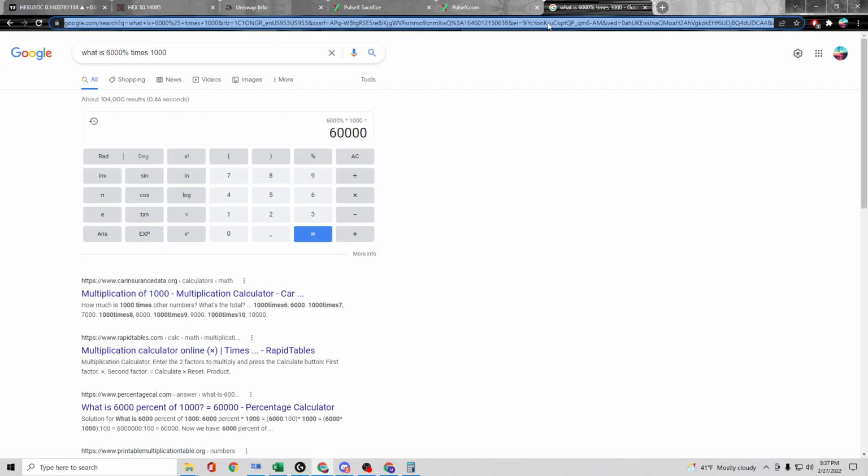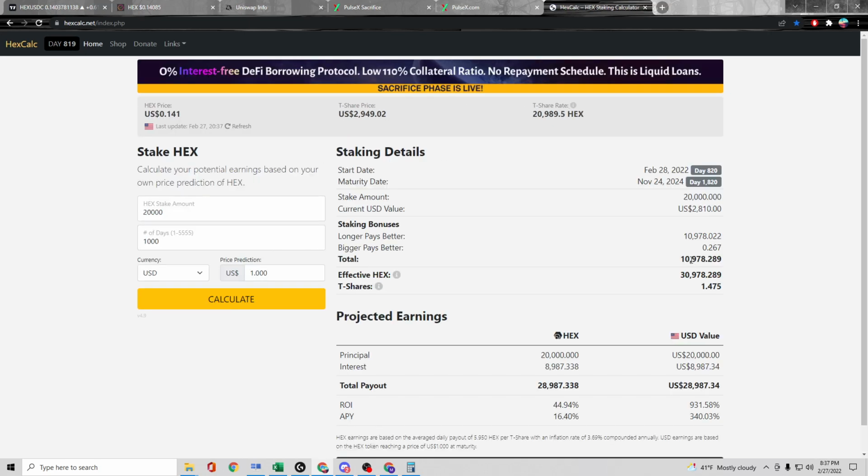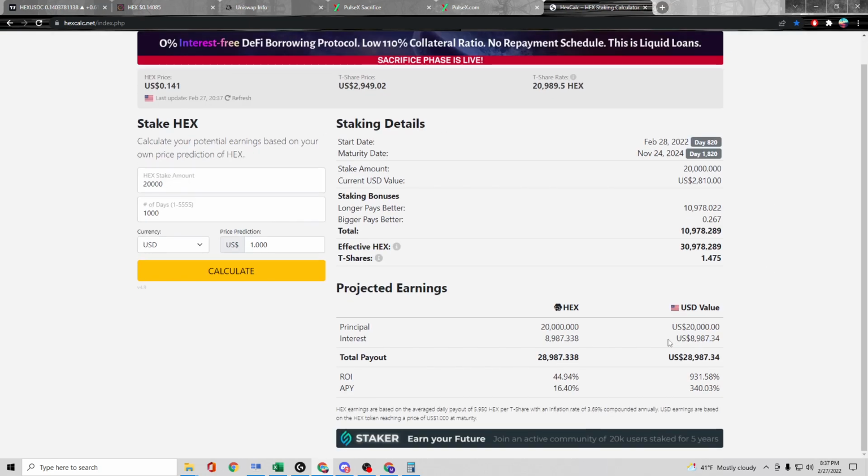If you were to use my favorite site called HexCalc, you can figure out how much interest you can gain. So if we say 20,000 is a T-share, let's do 20,000 HEX for 1,000 days, and let's assume it goes to the very conservative estimate of $1 within then. You would earn almost $9,000 in interest alone. Can you imagine that? You think any bank would give you that? For 2 years of your time, you can earn $9,000.